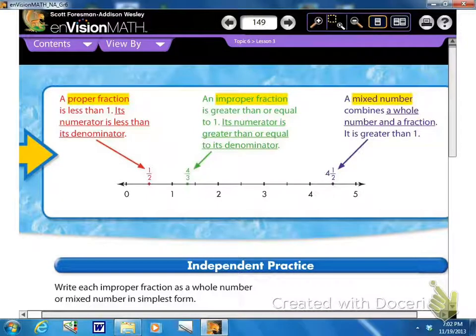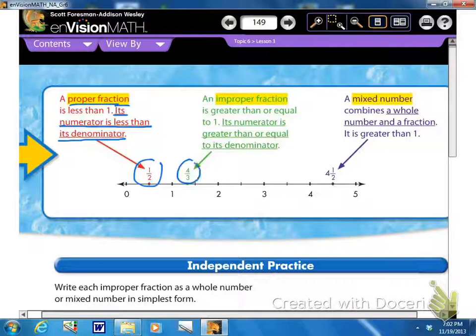Okay, so let's look at these numbers on a number line, and you're going to need to take some notes because you have some vocab here. A proper fraction first. So we're looking at the 1/2 cup of sugar. A proper fraction is less than 1. To show that, you would know that its numerator is less than its denominator, like in 1/2. 1 is less than 2. The top number is always less than the bottom number in a proper fraction.